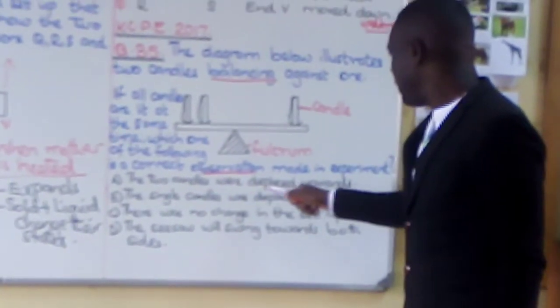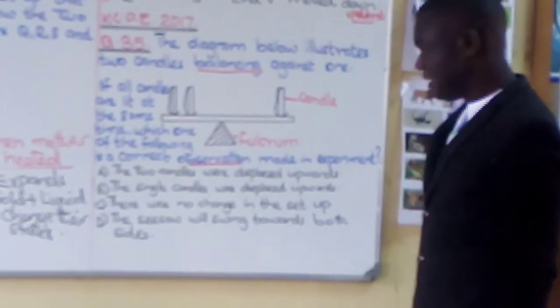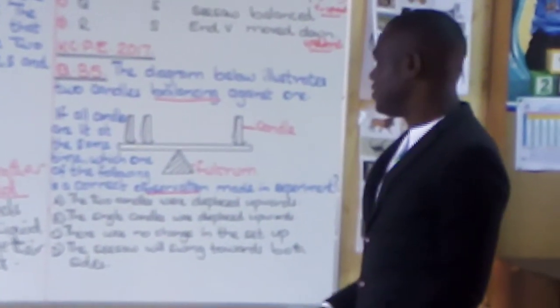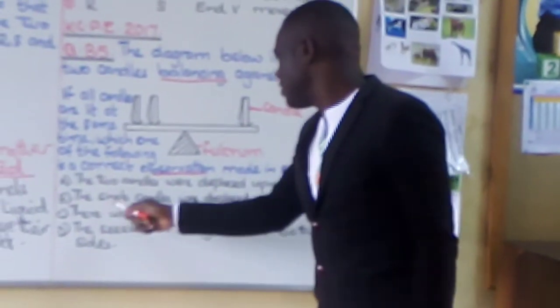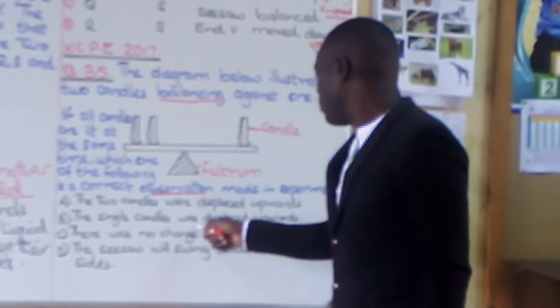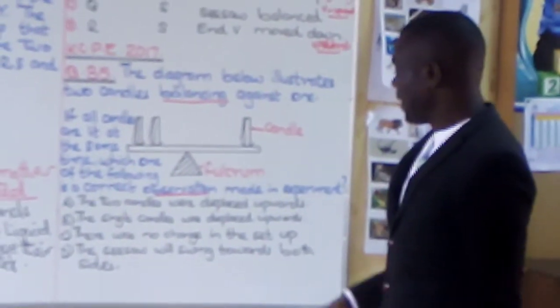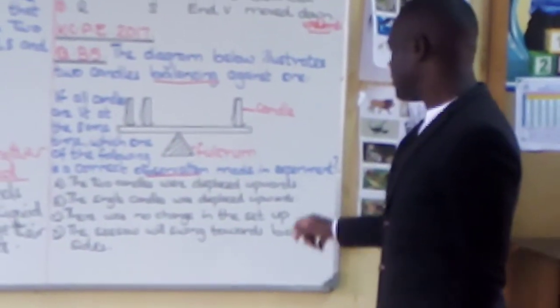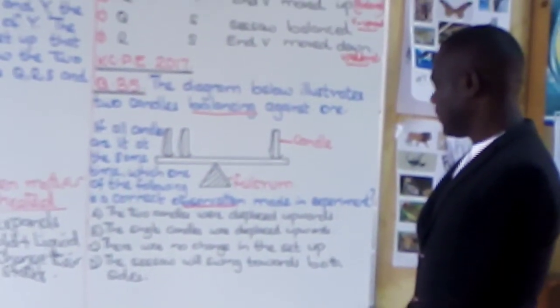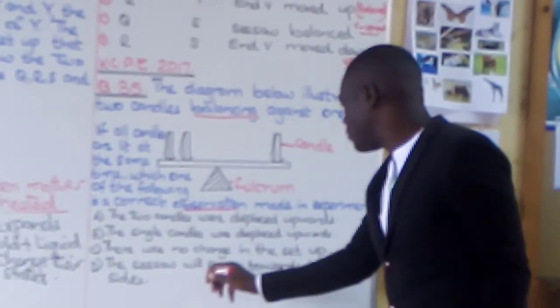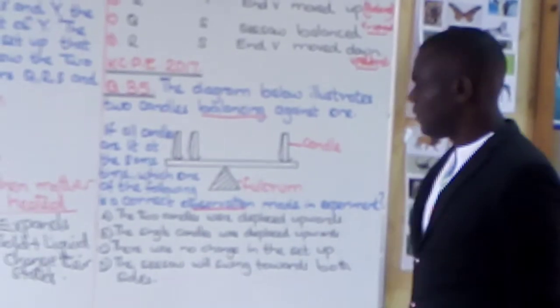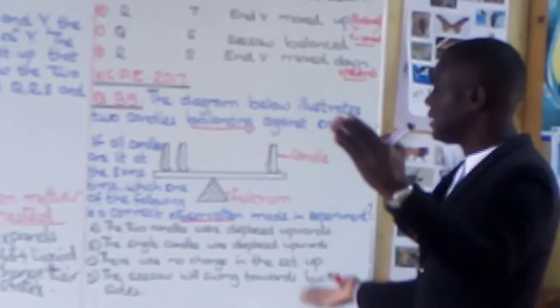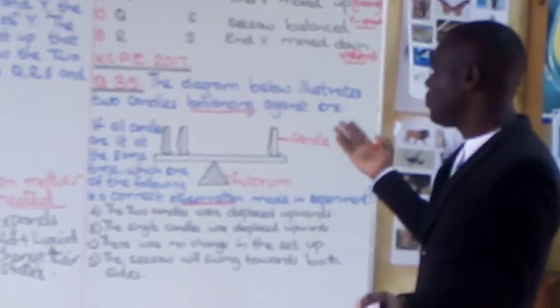The two candles were displaced upwards. Were they displaced upwards? That means this one became heavier than that? I don't think so. The single candle was displaced upwards. If this one became heavier, then this one also became heavier. There was no change in the setup. Let's put that one aside. Then the seesaw will swing towards both the sides.